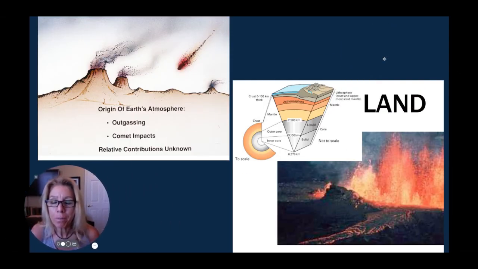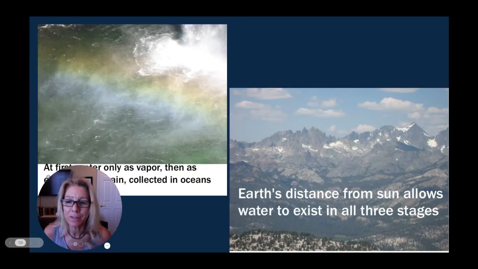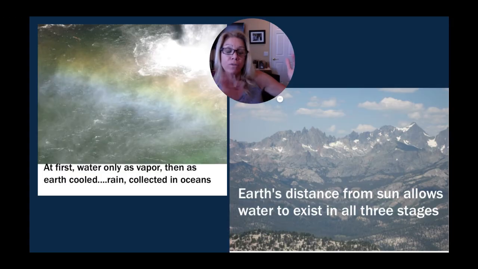So early Earth, probably outgassing from volcanoes, maybe some comet impacts bringing things. So you've got plate tectonics shifting and releasing gases, right, at those divergent boundaries. And at first, water could only exist as a vapor. And then as the Earth cooled, you actually have water existing because of the distance we are from the sun. Water is able to exist in all 3 states.